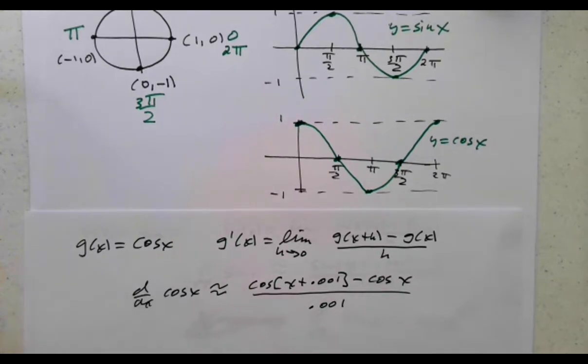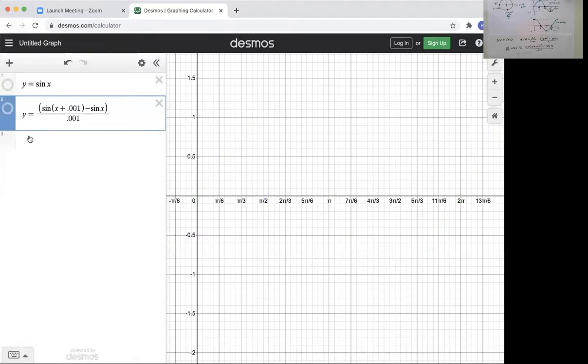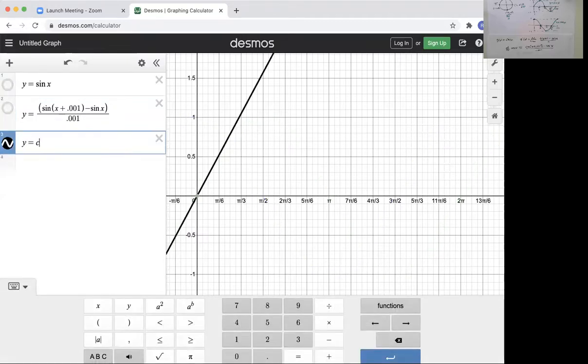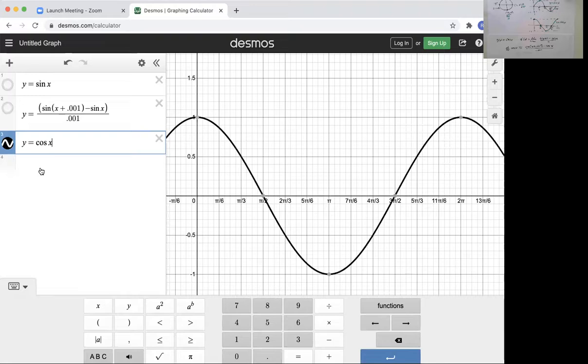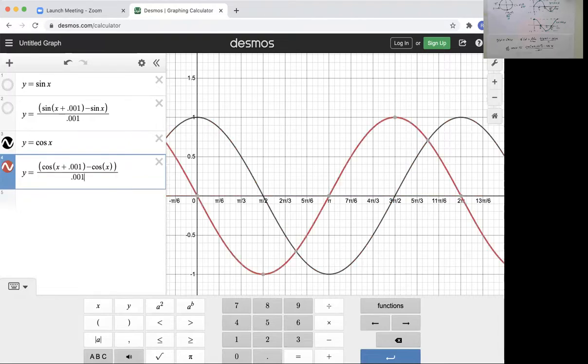So let's again go to Desmos. And we'll turn these off. And let's go to y equals cosine x, which is as you expected it to be. And then its derivative, f of x plus h, so cosine of x plus a small number minus cos of x divided by that small number. And let's take a look at that function. Is that one you recognize?